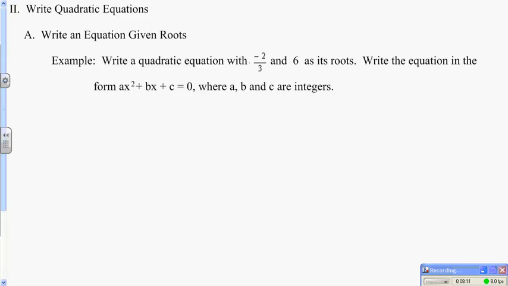Our last question here is to ask ourselves, if we have the answers, how can we get the equation? Well, we know the answers come from factored form, and we know that the answers are the opposite of what we get as solutions. So if it was a 6, then it must have been x minus 6. If it was a negative 2/3, then it must have been a positive 2/3. Now, there's a couple ways to go from here, and what we're going to do is just go ahead and FOIL.